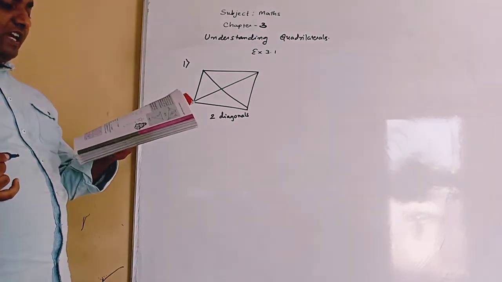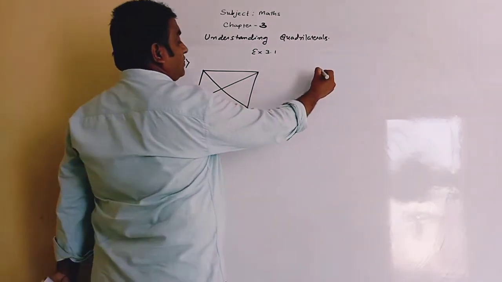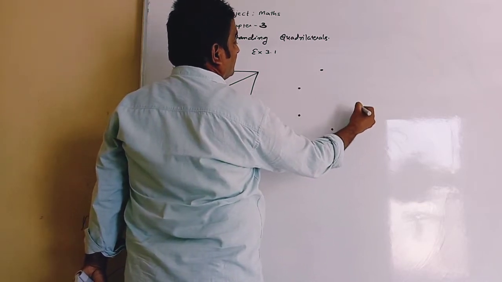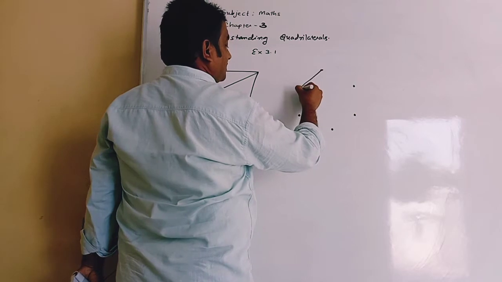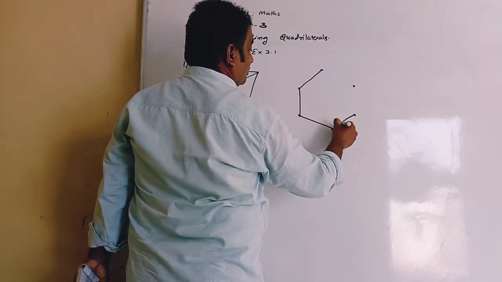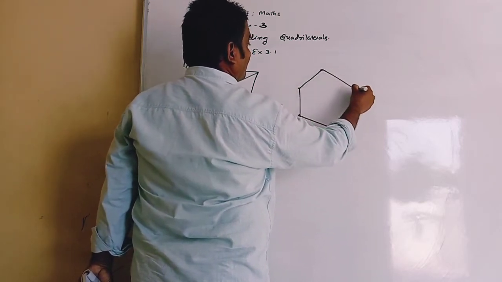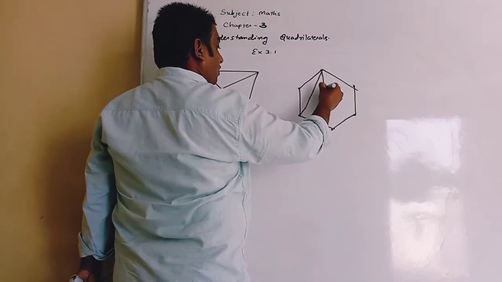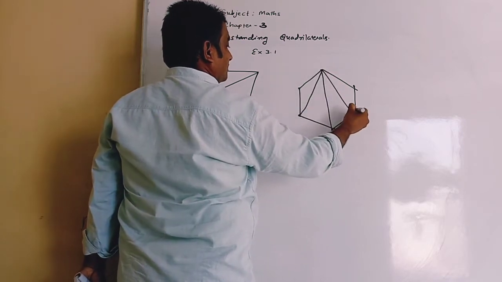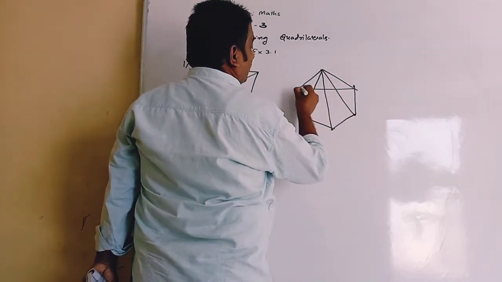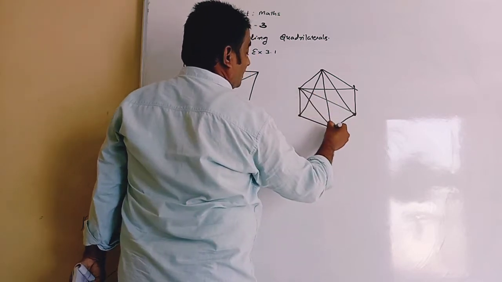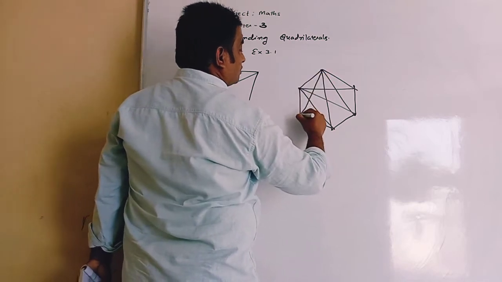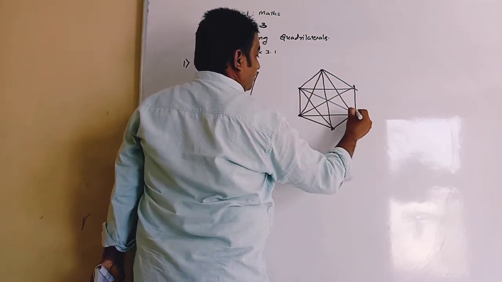Now the second one is a regular hexagon. Hexagon means 6 points are there. These 6 points we join, then we get the hexagon. And in this hexagon, from the point A we can draw 3 diagonals. From the point B we can draw 3 diagonals. So 6 are there. Now from point C we can draw 3 diagonals, but one is already drawn. So 1 and 2, so 6 and 2, 8.